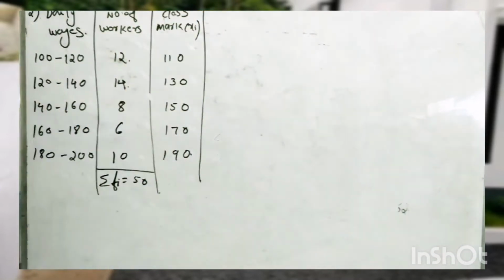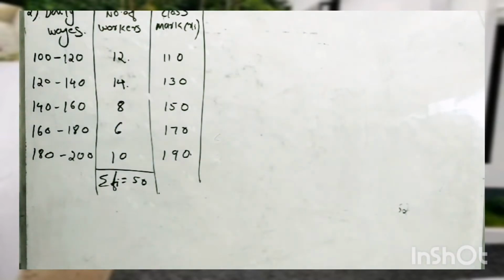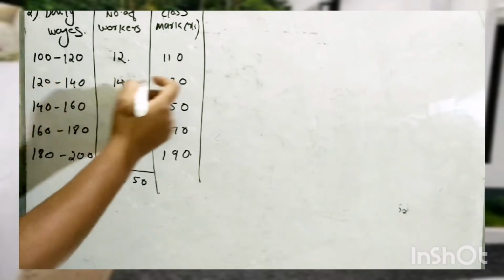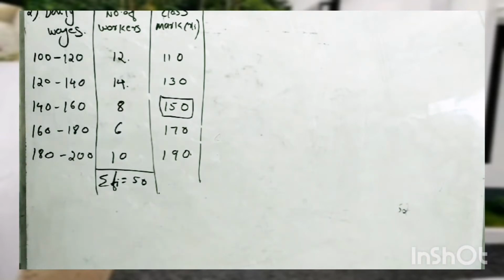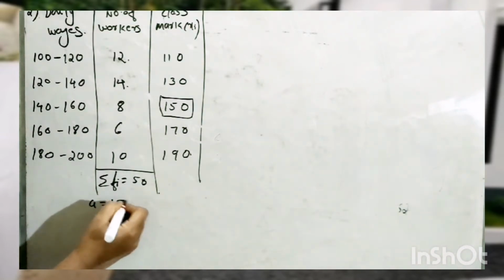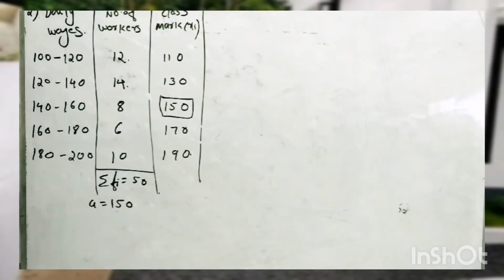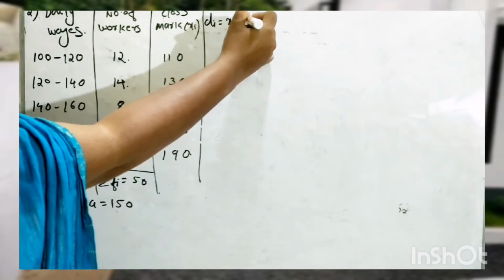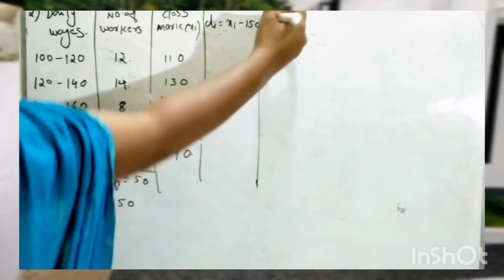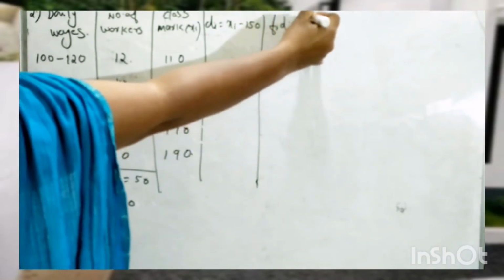In the assumed mean method, we need to take one assumed mean, which we can choose from our xi column. I'm going to use the middle value. This is my A. Here A is equal to 150. So the next column is di equal to xi minus A, xi minus 150. The next one is fi into di.